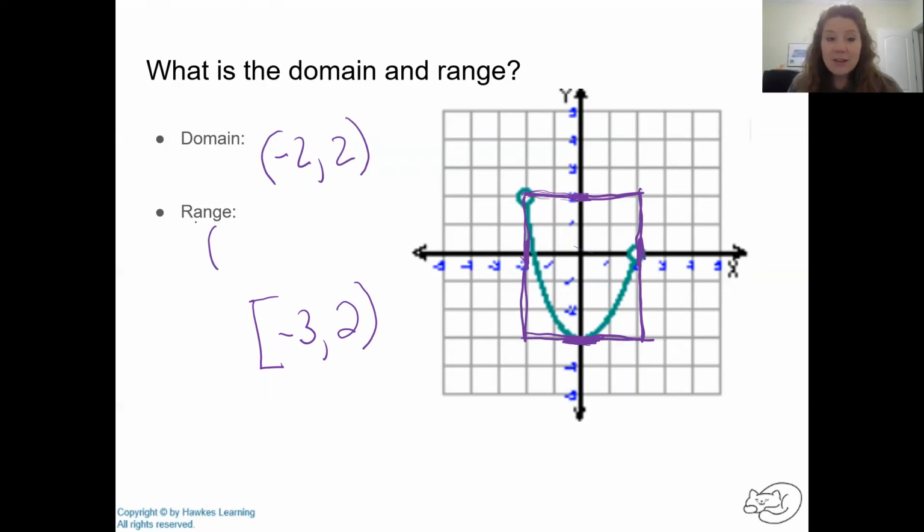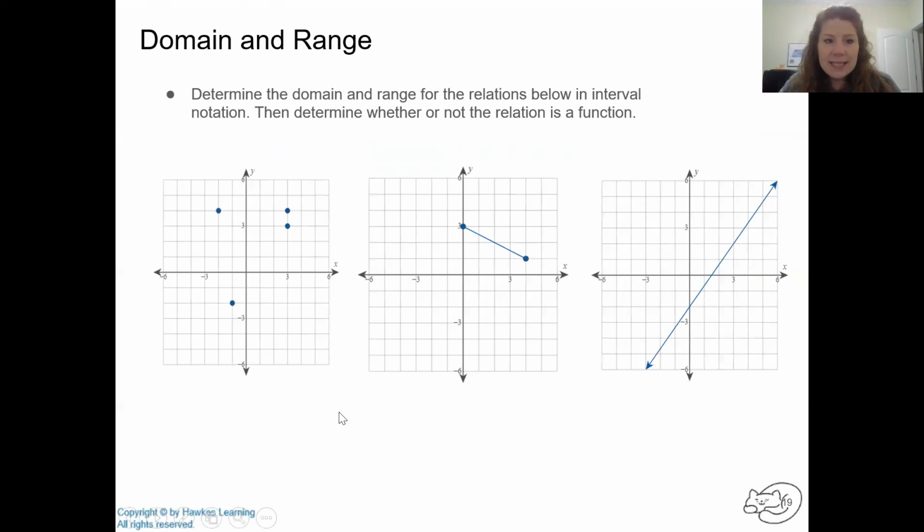So you guys got to be careful on those signs, okay? So hopefully everybody sees why it's a bracket on -3, because it's touching that line. All right. Now let's look at these. So we're determining, first of all, the domain and range of each. And then we're determining whether or not each of these is a function.